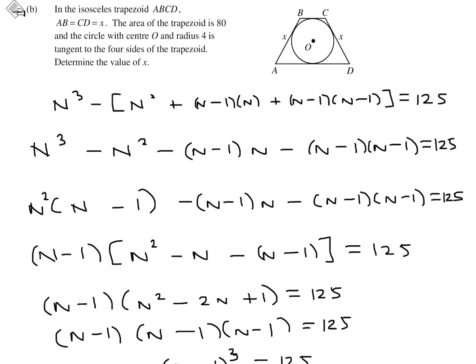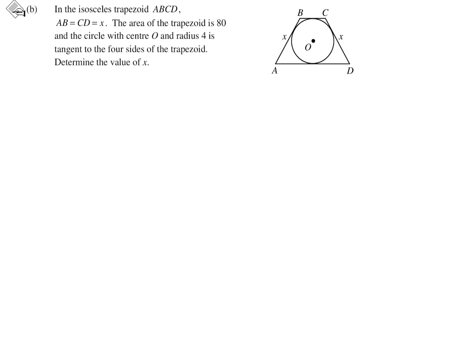All right, now let's move to 7b. In the isosceles trapezoid ABCD, AB is equal to CD is equal to x. The area of the trapezoid is 80, and the circle with center O and radius 4 is tangent to the four sides of the trapezoid. Determine the value of x.